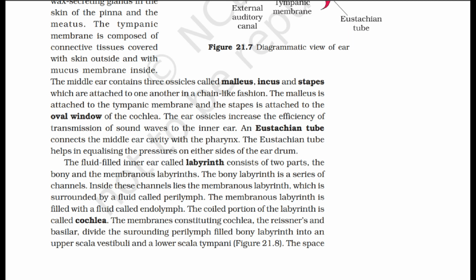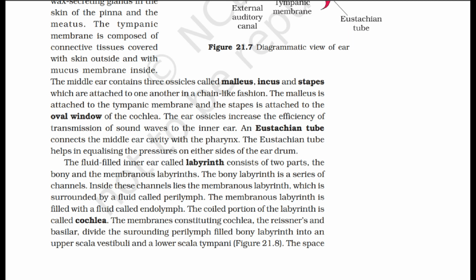A eustachian tube connects the middle ear cavity with the pharynx. The eustachian tube helps in equalizing the pressures on either side of the eardrum. The fluid-filled inner ear called the labyrinth consists of two parts, the bony and the membranous labyrinths. The bony labyrinth is a series of channels. Inside these channels lies the membranous labyrinth, which is surrounded by a fluid called perilymph. The membranous labyrinth is filled with a fluid called endolymph.